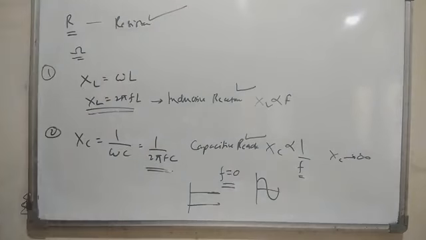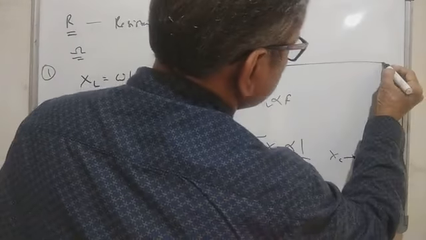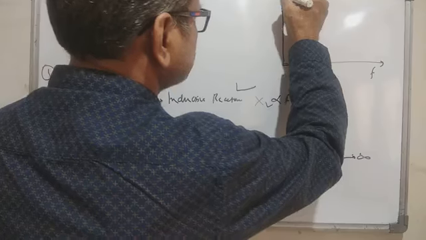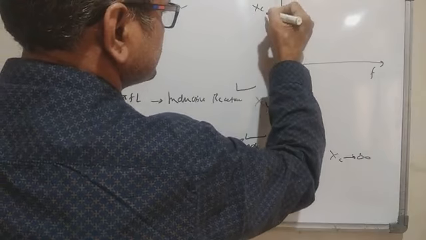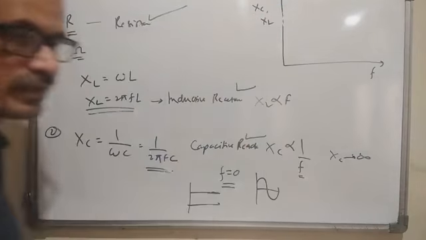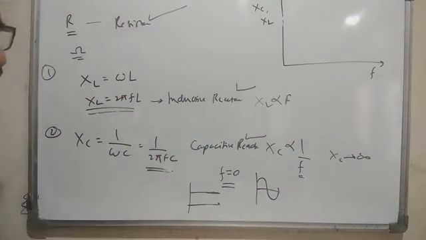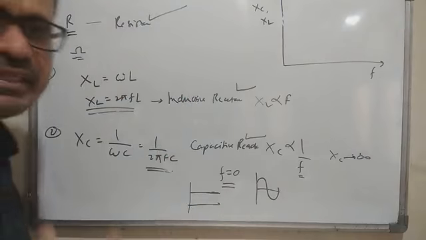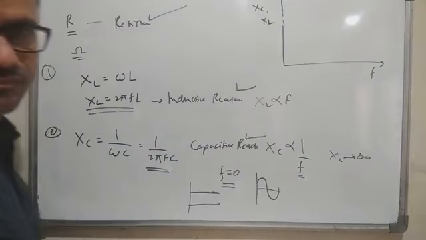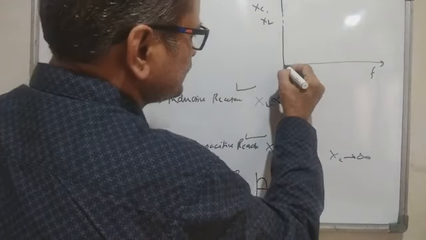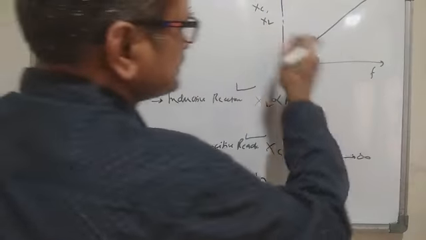Let us plot one graph of XL and XC. Suppose on the x-axis I put frequency, on the y-axis I put XL and XC. Now we know that in case of inductive reactance, as we increase the frequency, XL will increase. So the graph will be a straight line passing through the origin. As we increase the frequency, XL is increasing.